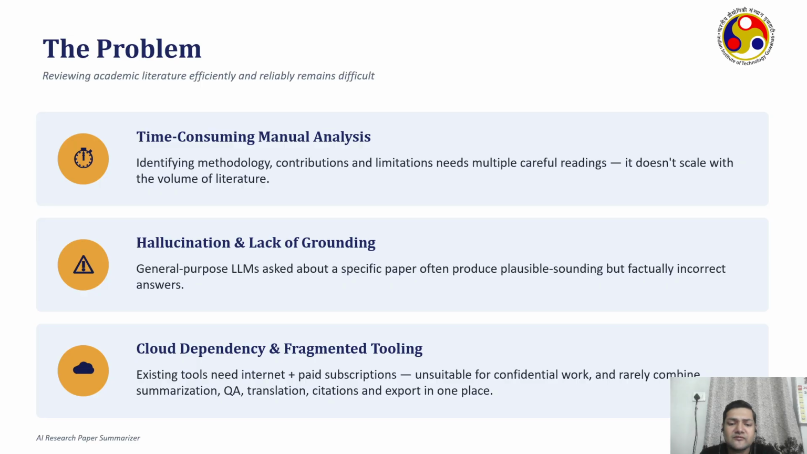Existing AI tools have several limitations. First, they may generate hallucinated answers because they are not always grounded in the uploaded document. Second, many popular tools require internet connectivity and paid subscriptions. Third, most existing systems provide only one or two features such as summarization without offering methodology extraction, multilingual support, citation generation, or report generation in one platform. These challenges motivated the development of a fully local AI powered research paper analysis system.